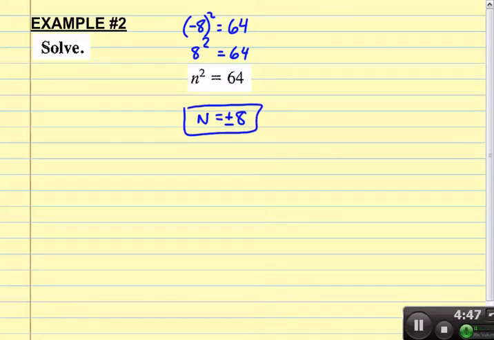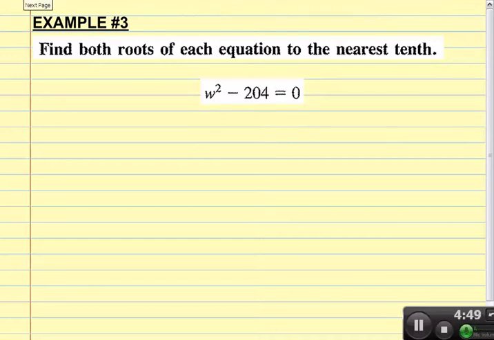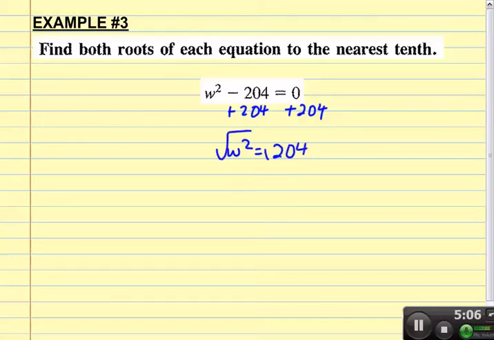Nice, we're rolling. Let's look at the next one. Find both roots of each equation to the nearest tenth. Guys, you know how to do this. Add 204, get the variable by itself, right? So now I've got W squared is equal to 204. I'm going to take the square root of this side, the square root of this side. They said to the nearest tenth. That means I'm using my calculator. So W is going to equal plus or minus, because I'm taking the square root of a variable.